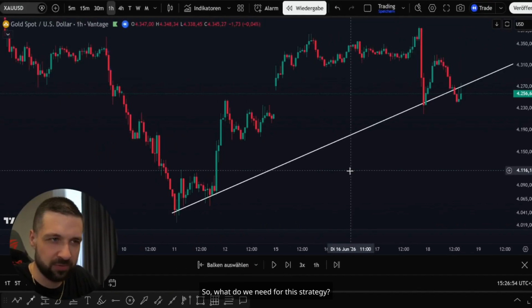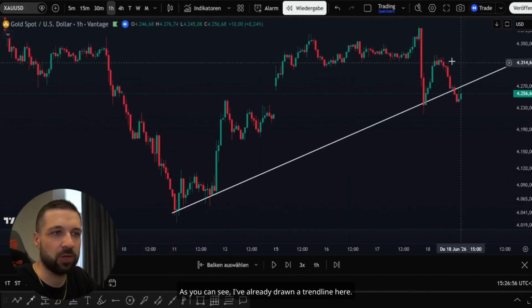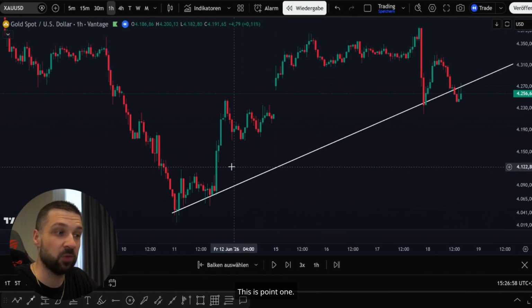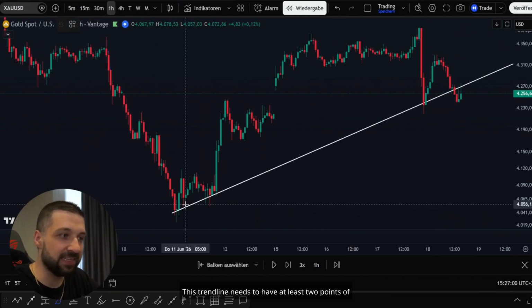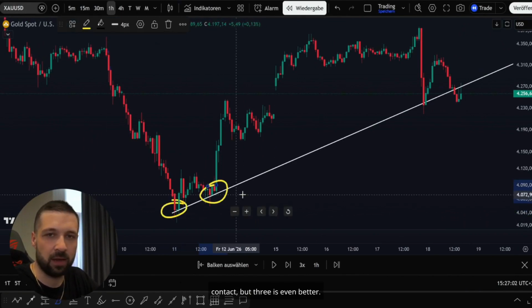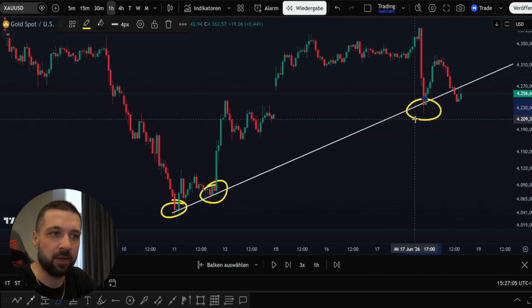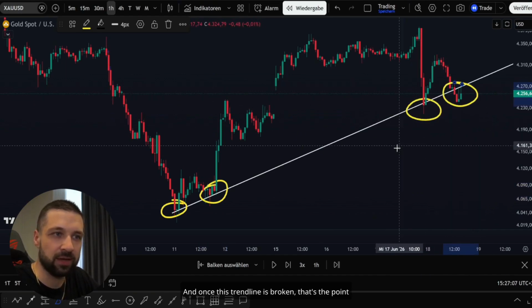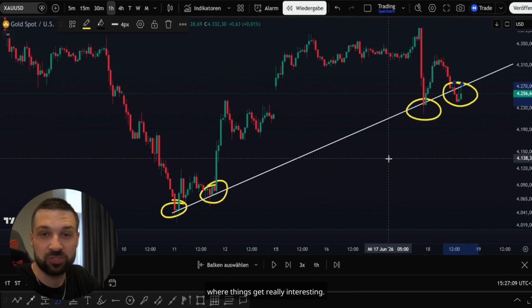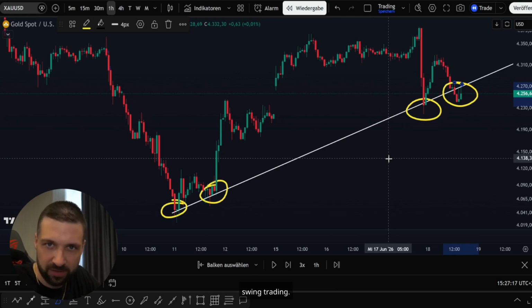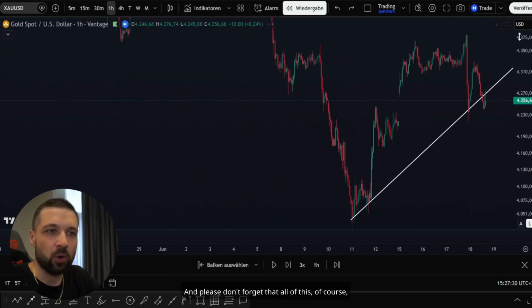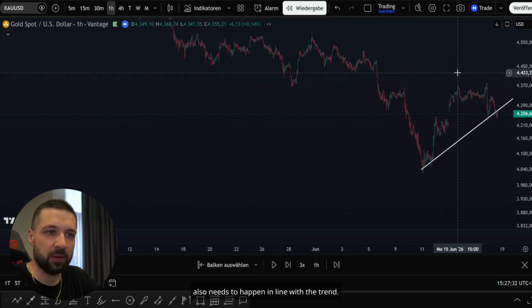So, what do we need for this strategy? As you can see, I've already drawn a trend line here. This is point 1. This trend line needs to have at least 2 points of contact, but 3 is even better. And once this trend line is broken, that's the point where things get really interesting. That's when we switch to a smaller time frame and can start trading from there, whether it's scalping or swing trading. And please don't forget that all of this, of course, also needs to happen in line with the trend.